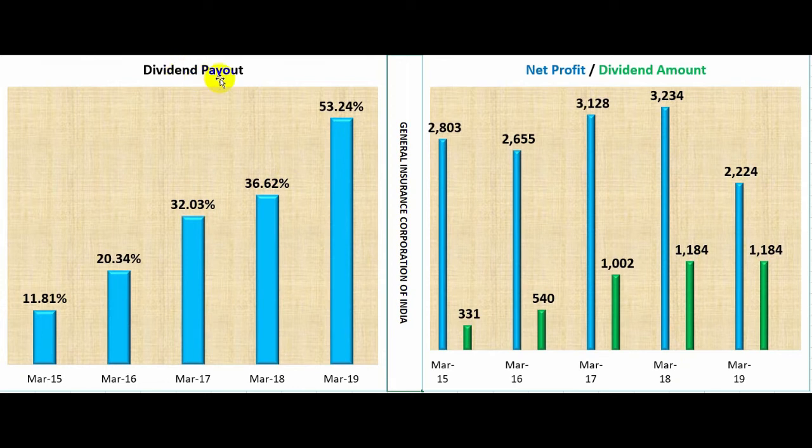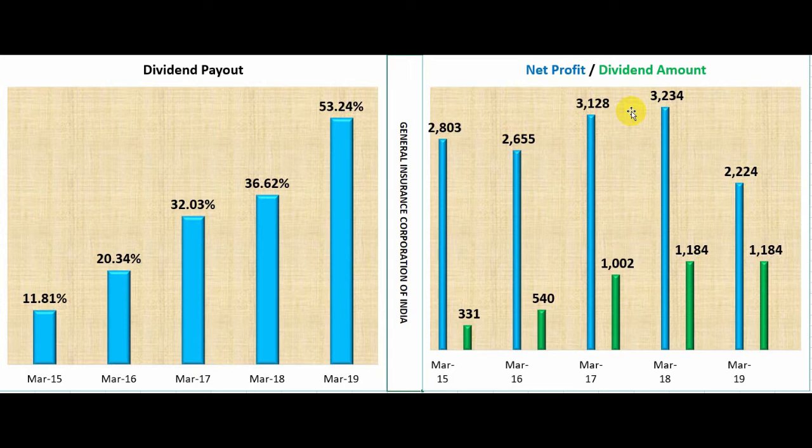Let's look at the dividend payout, that is what portion of the profit is being distributed to the shareholders. In March 19, out of the total net profit of 2,224 crores, 1,184 crores was declared and paid as dividend. So that's a 53.2% payout rate, which is very high. Even in March 18, we see a 36.62% dividend payout.